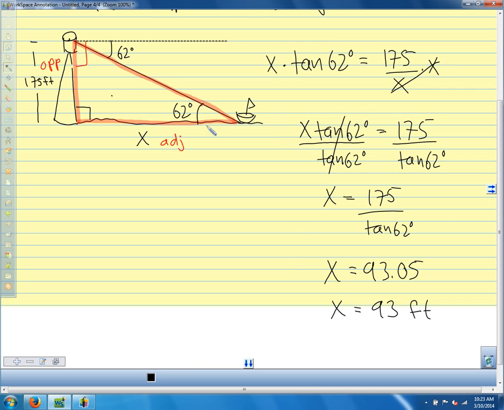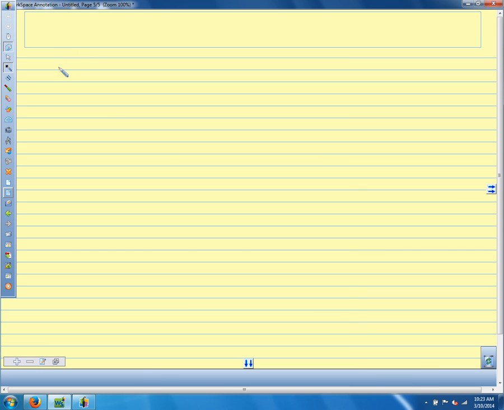Homework tonight, more or less problems, all problems that are similar to these last two that we did, thinking about angles of elevation, angles of depression. So, page 519 is where we are.